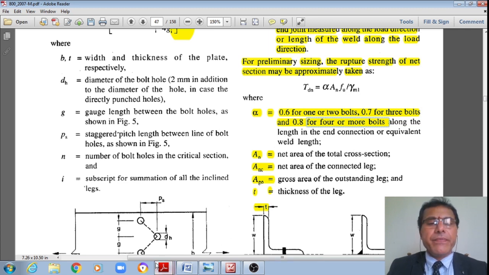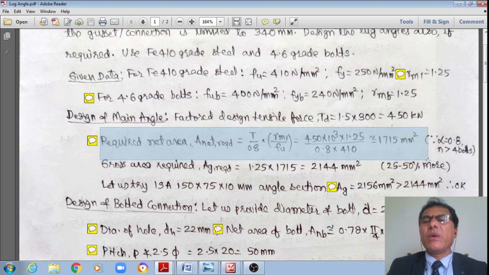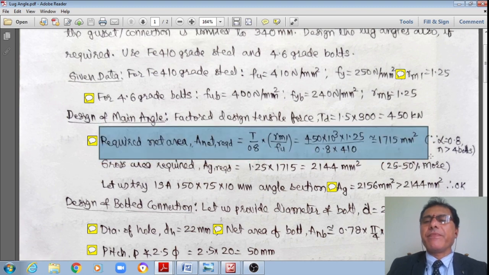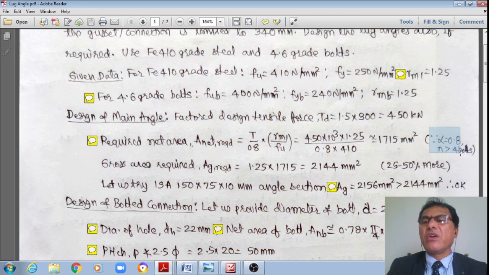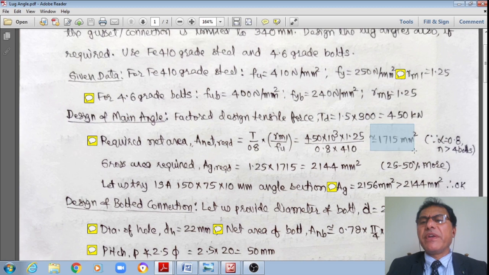I'll recall this formula and substitute here. From that, the required net area, A net required, is equal to T times gamma M1 divided by 0.8 FU. Substituting the numeric values, it is 450 times 10 to the power 3 multiplied by 1.25 divided by 0.8 multiplied by 410. I require 1715 mm square, because alpha is equal to 0.8, based on my assumption that I am going to use more than 4 bolts. Therefore, the net area required is 1715 mm square.